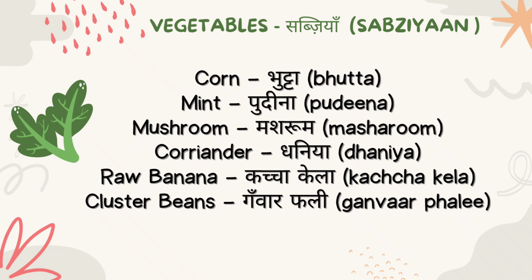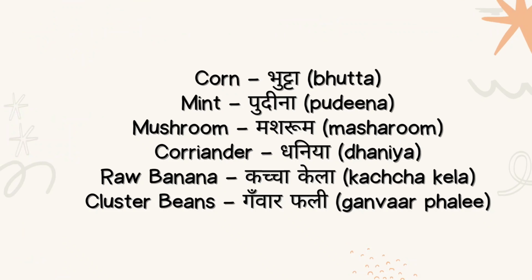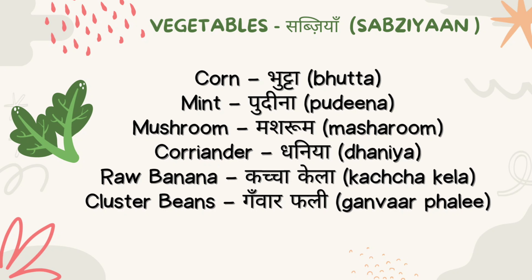Fantastic. You did it. We've learned some fascinating vegetables in Hindi through English. Remember, practice makes perfect, so keep practicing these words to build your vocabulary. Corn, bhutta. Mint, pudina. Mushroom, mushroom. Coriander, dhania. Raw banana, kacha kela. Cluster beans, gawar phali.